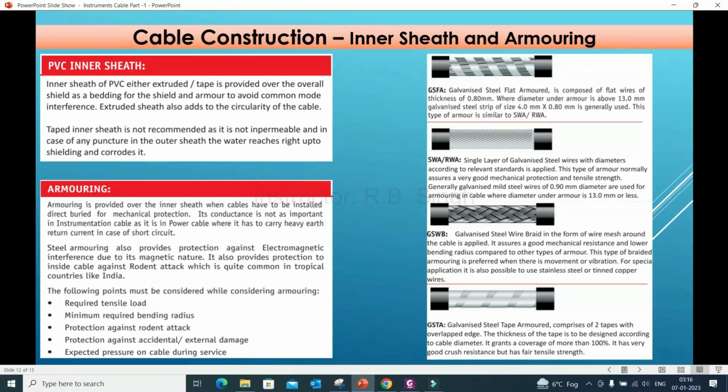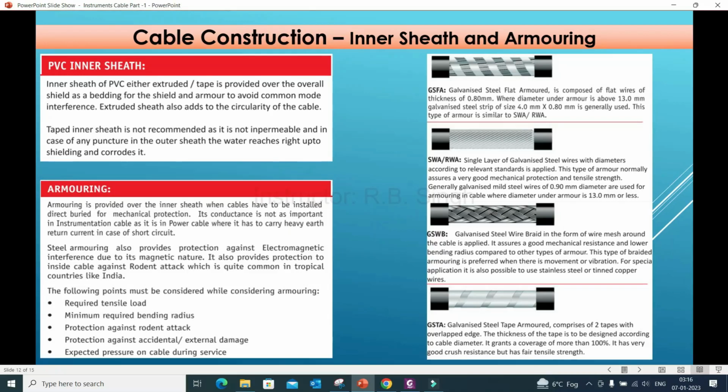And armoring is very important. Armoring is provided over the inner sheath when the cable has to be installed direct buried, for mechanical protection. Its conductance is not important in instrumentation cables, but it is in power cables, where it has to carry heavy earth return current in case of short circuit. Steel armoring also provides protection against electromagnetic interference due to its magnetic nature, and it also protects the inside cable against rodent attack, which is quite common in tropical countries like India.